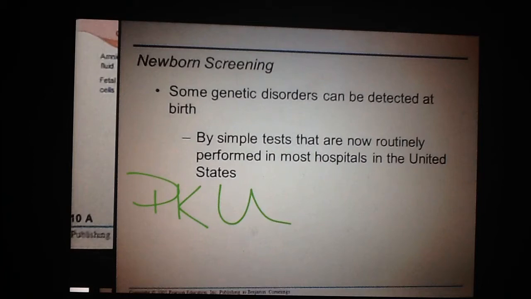If we know that the baby has PKU and we avoid phenylalanine for their entire life, the individual grows up to be perfectly healthy and normal. And so newborn screening has become increasingly common as we get more information about genetic defects.